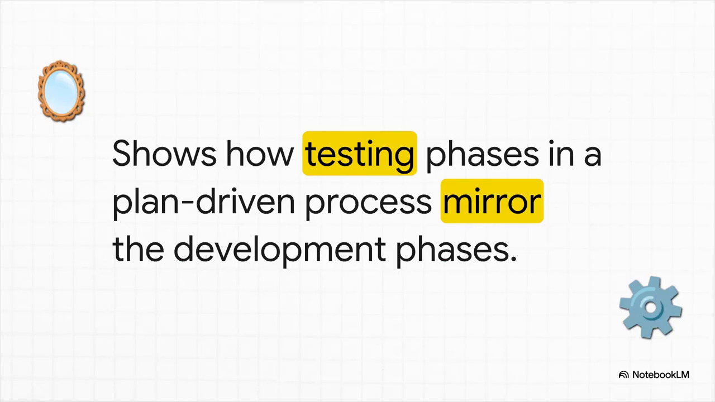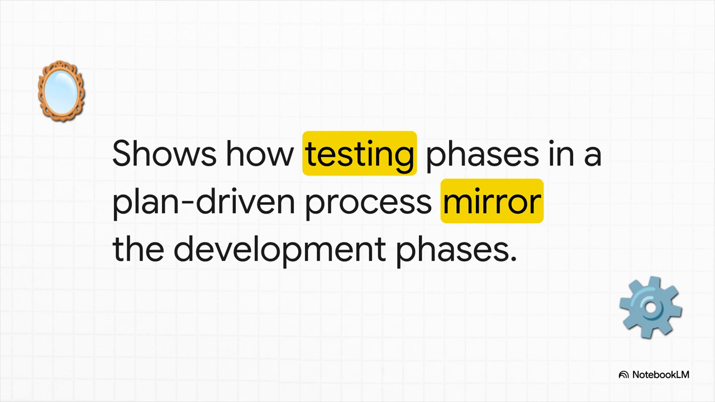In the plan-driven world of something like the waterfall model, you can visualize this with what's called the V model. The basic idea is that for every phase on the development side, there's a matching testing phase on the other side. Testing isn't something you just tack on at the very end, it's a parallel activity that mirrors the entire construction process.